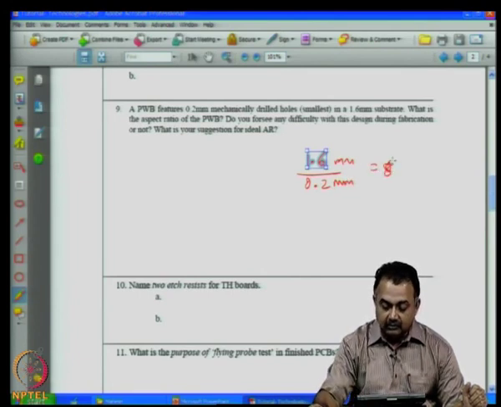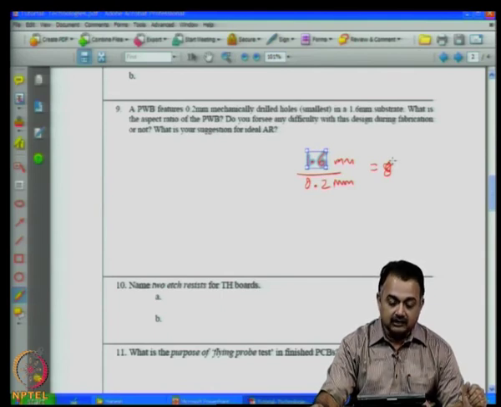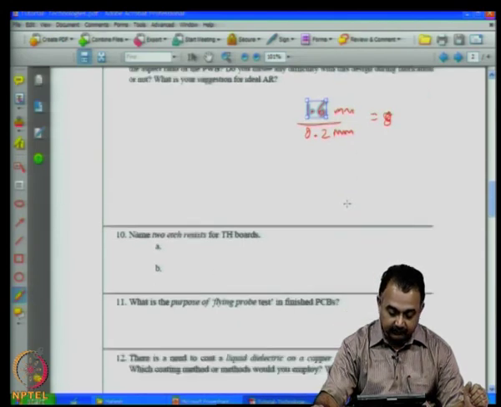8. So, is there a difficulty in processing this kind of a board? Obviously, it is difficult, because on a 1.6 mm substrate you are talking about drilling a 0.2 mm hole. Unless the electrolysis plating is perfect, it is very difficult to achieve high yields with this aspect ratio.